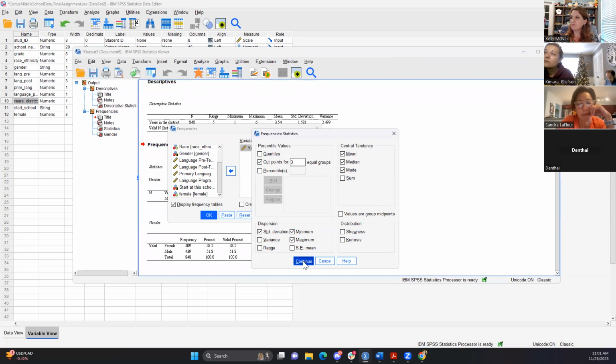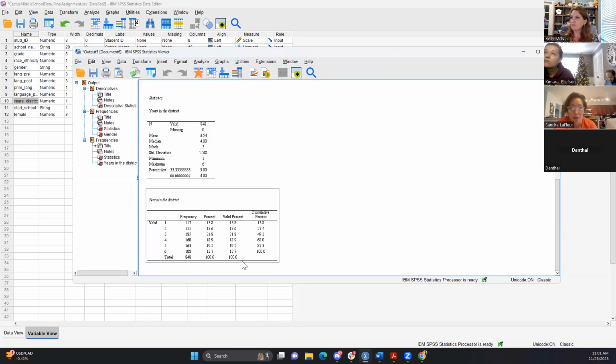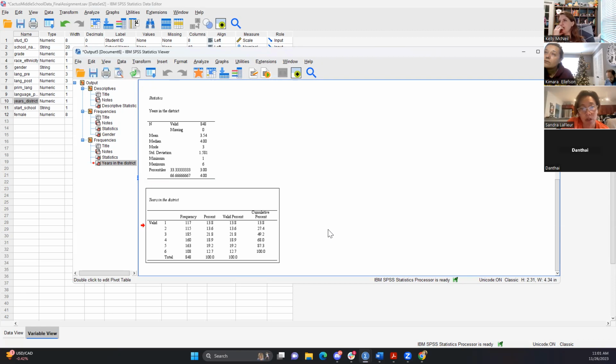It kept it all. So there you go. You see the frequency totals 848. That shows you where all of these 848 students land in terms of years in the district. That's the bottom square that Kelly has there. But at the top, you see that the mean is 3.54, which is the average number of years in the district. The median, which is the most popular number of years, is 4.